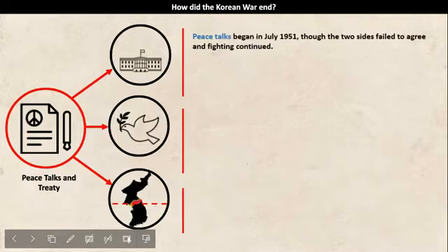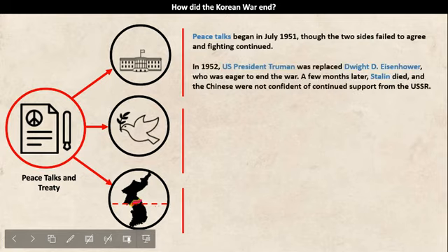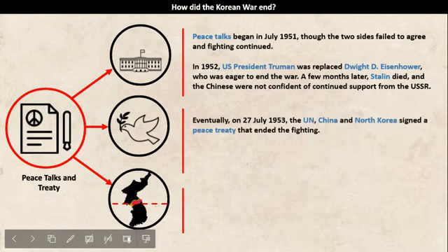Peace talks began in July 1951, though at this point the two sides failed to agree and fighting continued, as we saw in the previous slide. However, in 1952, the US President Truman was replaced by Dwight D. Eisenhower, and he was eager to end the war. This was one of his presidential pledges. So, eventually, on the 27th of July 1953, the UN, China, and North Korea signed a peace treaty that ended the fighting.